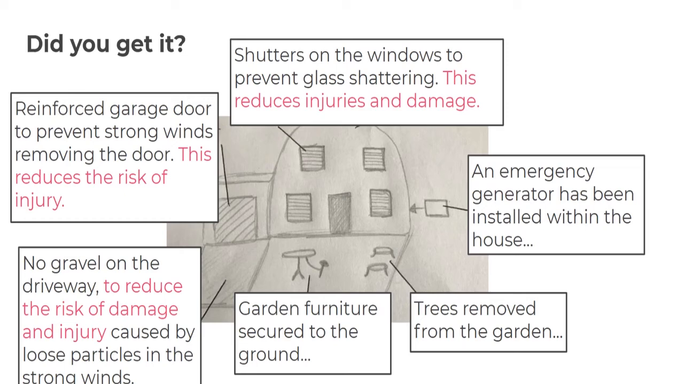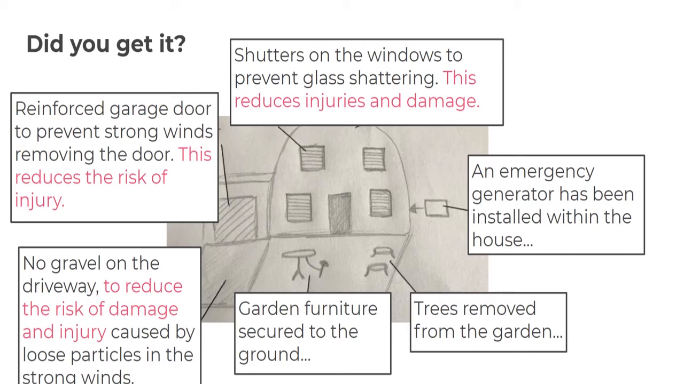So we'll start at the top. So shutters on the windows to prevent glass shattering. That's a feature that I've included in my design. However, in pink, I've then said this reduces injuries and damage. So I've justified why it is that I've included shutters on my building. Reinforced garage door to prevent strong winds removing the door. This reduces the risk of injury. So again, I've justified why I've included it.